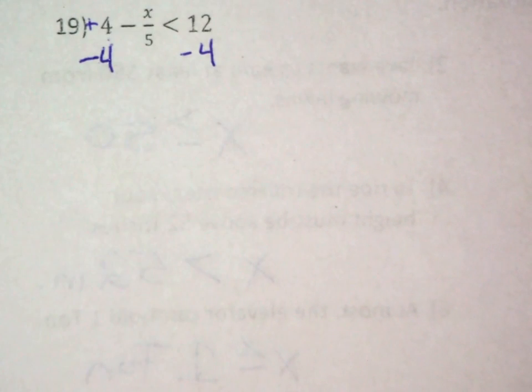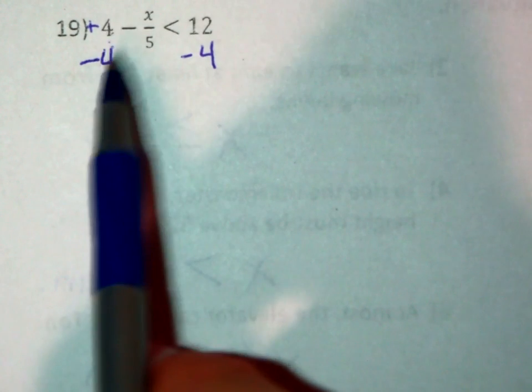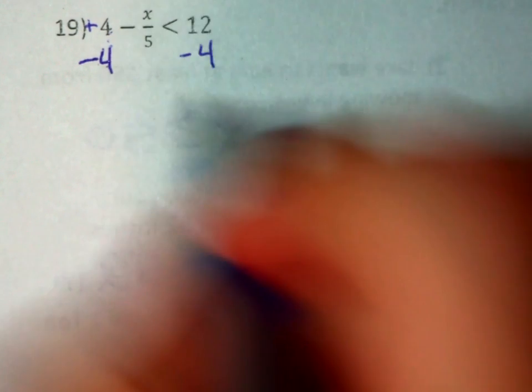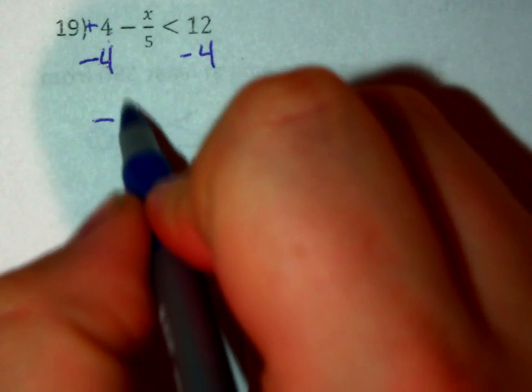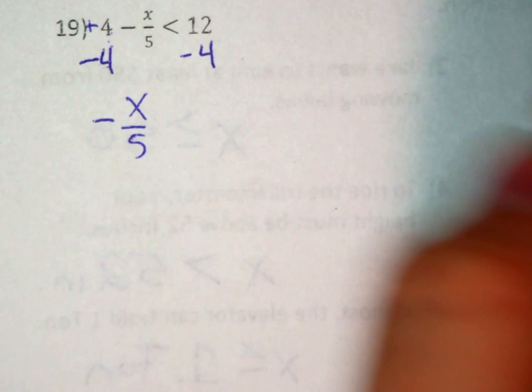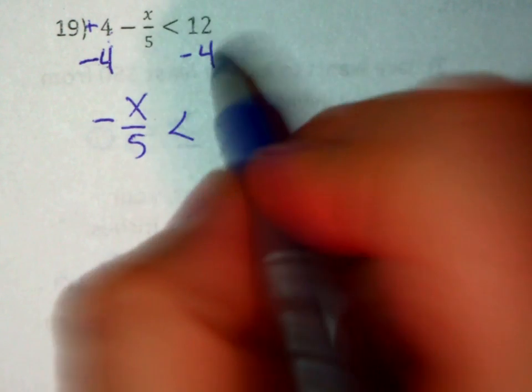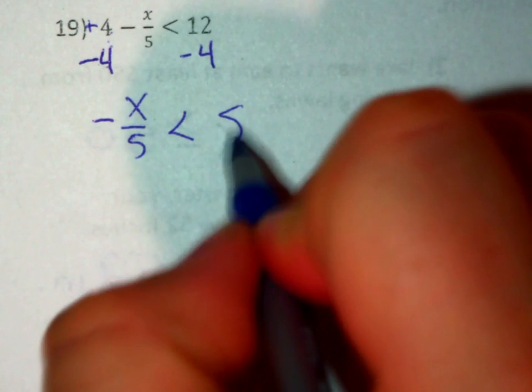Let's see if we can pick up where we left off. 4 minus 4 is 0, so that will allow us to drop down a negative x over 5 is less than 12 minus 4, which is 8.